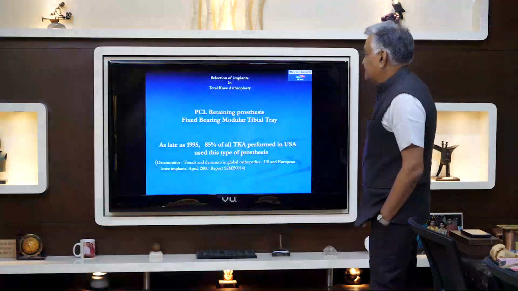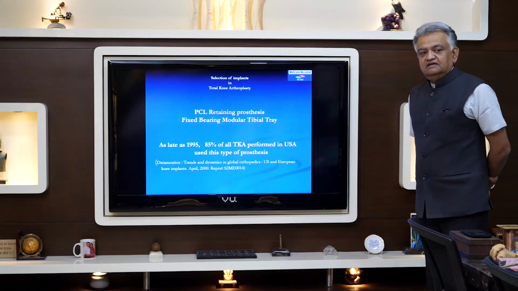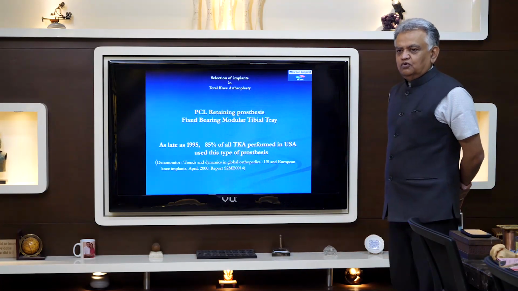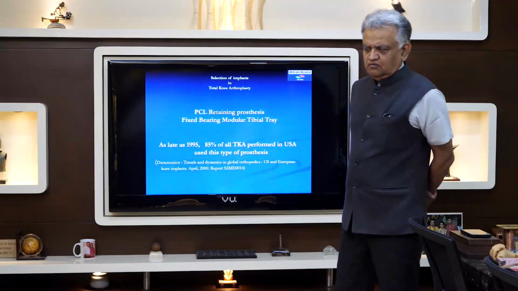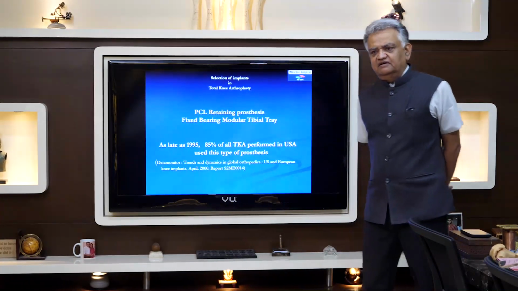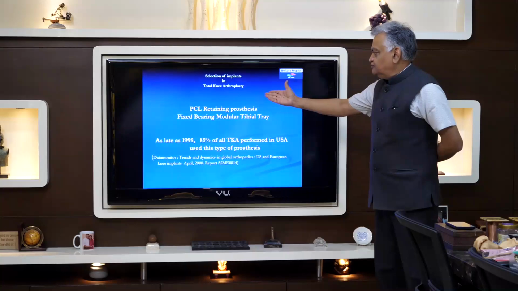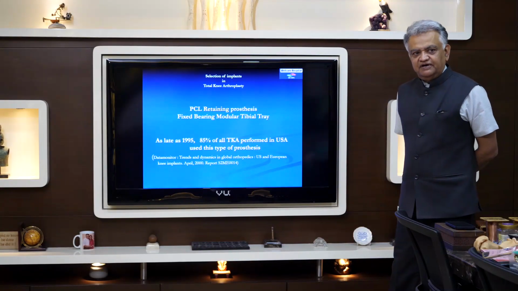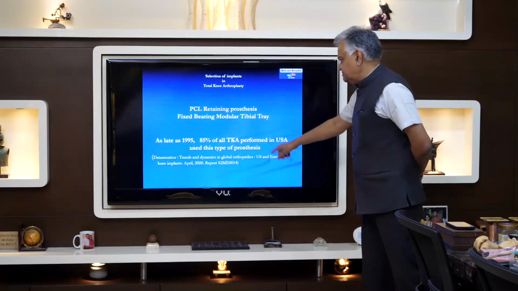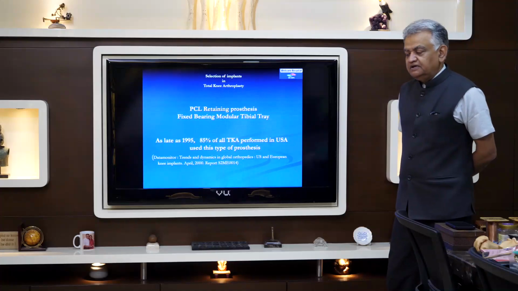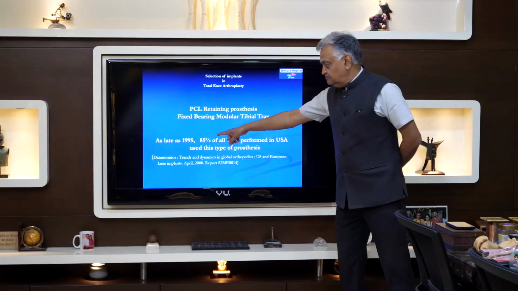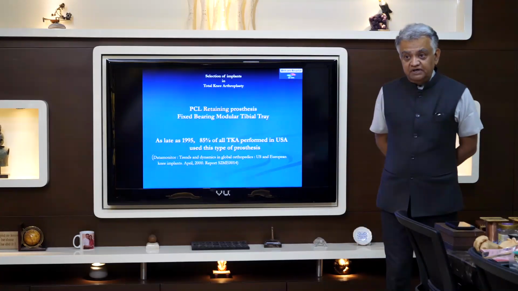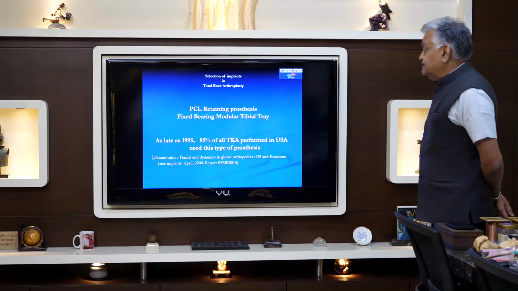Next please. So let's have a quick look at what the features of a PCL retaining type design are all about, and what a PCL sacrificing design type is all about. As late as 1995, 85% of all TKA performed in the USA were using PCL retaining prostheses, right up to the middle of the 90s. Next please.